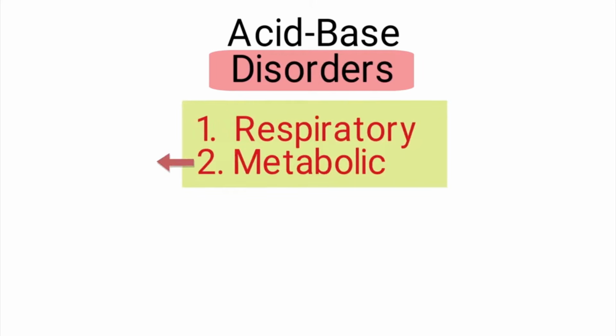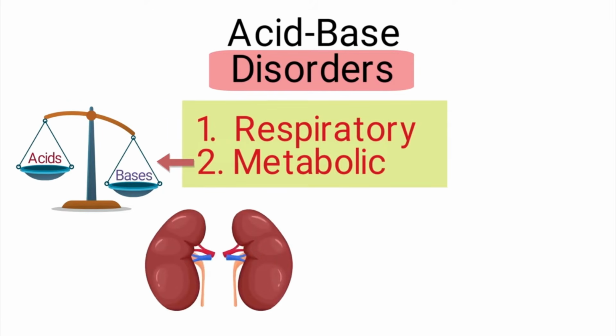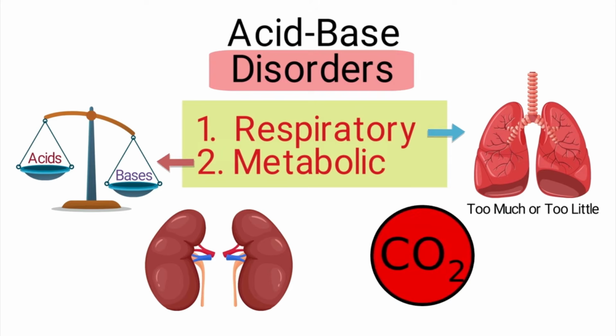Metabolic acidosis or alkalosis occurs when there is an imbalance in the production of acids or bases that results from a lack of excretion by the kidneys. Respiratory acidosis or alkalosis occurs when the lungs are removing too much or too little carbon dioxide due to a condition of the lungs.